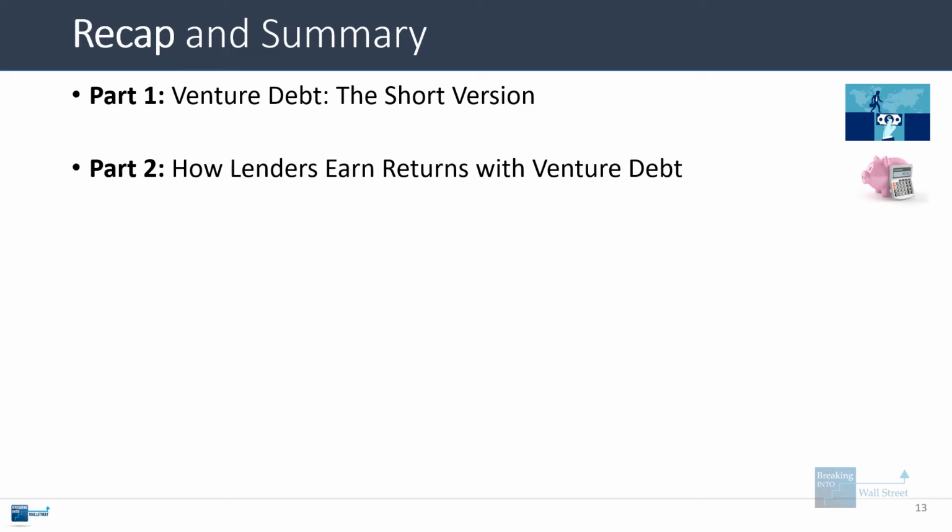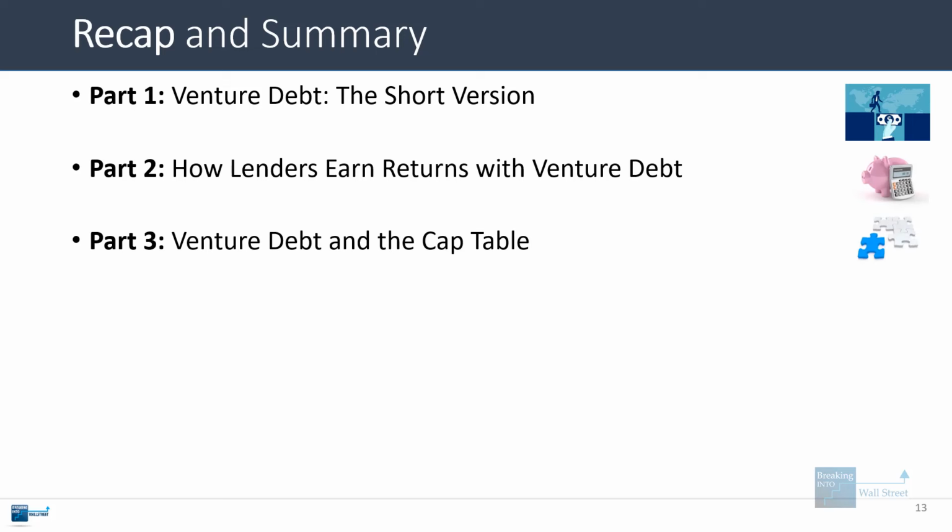Lenders can earn returns via the cash interest, the additional fees from the issuance and upon repayment, and also from the warrant coverage. Typically, it's very low, 0.1%, 0.2% of the company's equity value, but it can still be substantial if the company does well. Venture debt, when it's first issued, makes almost no impact on the cap table. There's slight dilution, maybe of 0.1 or 0.2%, depending on the warrant coverage.